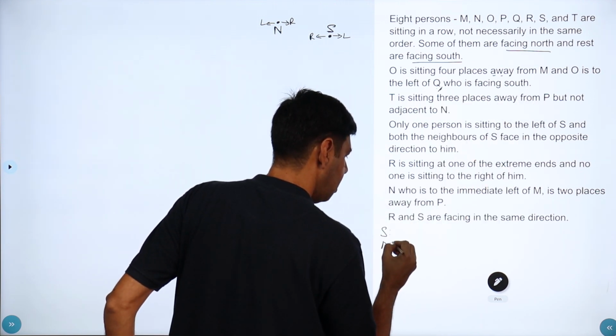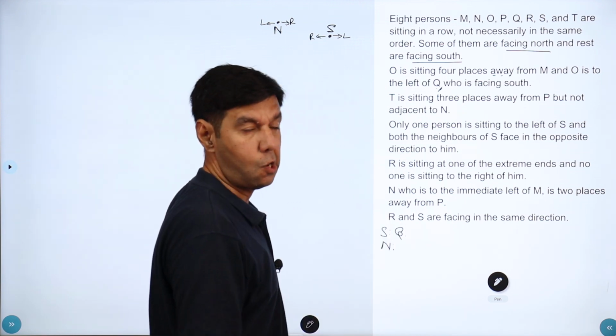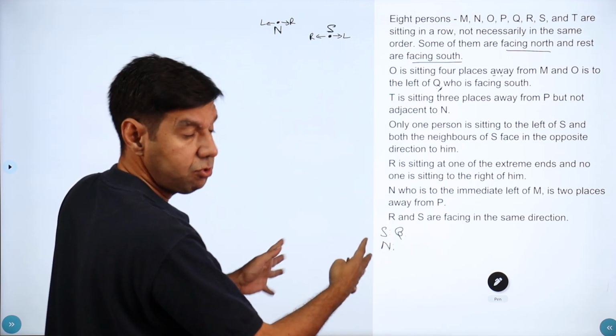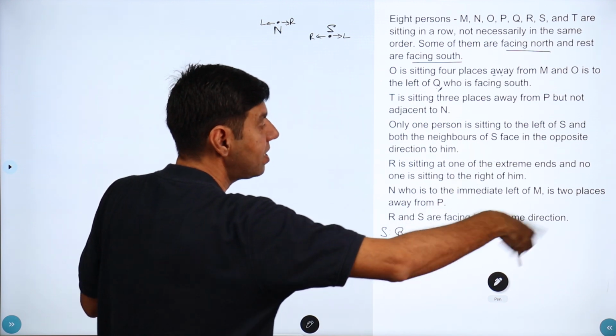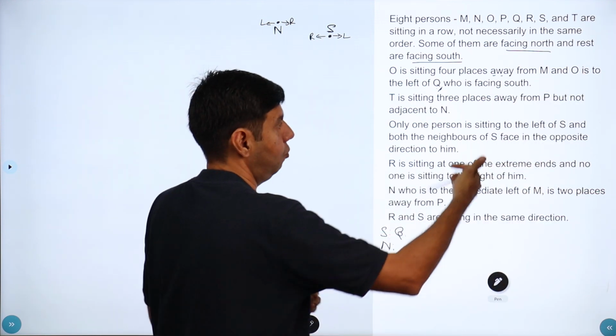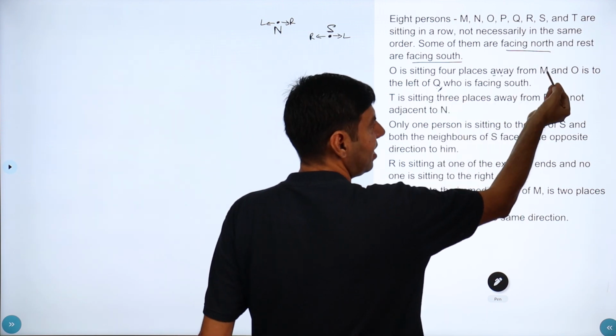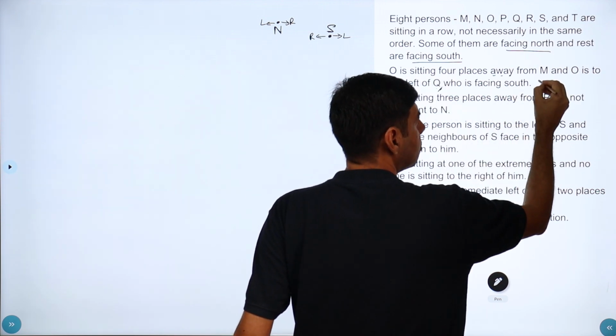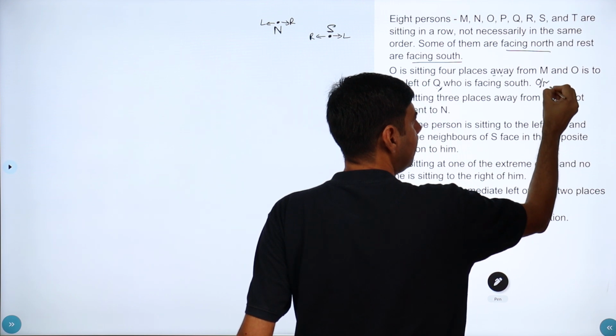South, north. South is Q. Okay, so it's Q as south and the left is going to be this. So O is somewhere there. But M and O, we still don't know where M and O are. So I'll just look at the direction later and I'll handle the first part. So there's an O and an M somewhere.